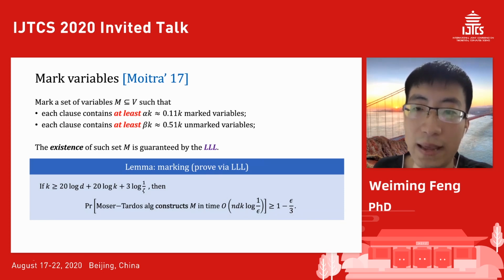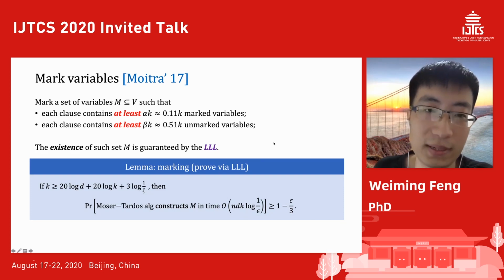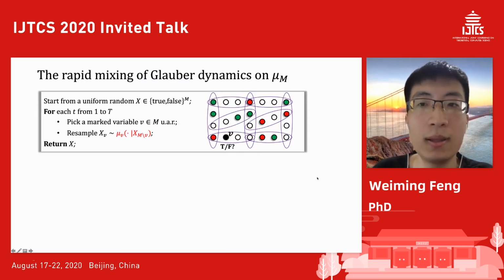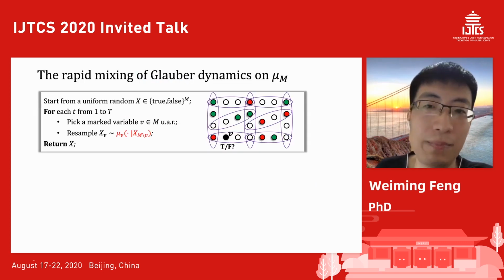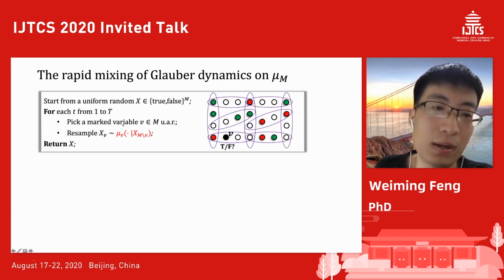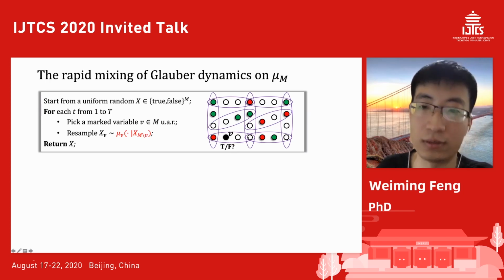The existence of M is guaranteed by the Lovász local lemma, and we can use the Moser and Tardos algorithm to construct such a subset M. Next, we need to show that the global dynamics on the projected distribution mu M is rapidly mixing. For each step of the procedure, we pick a marked variable V uniformly at random, then we resample the value of V conditioning on the assignment of other marked variables. We remark that all unmarked variables are unassigned in this condition.